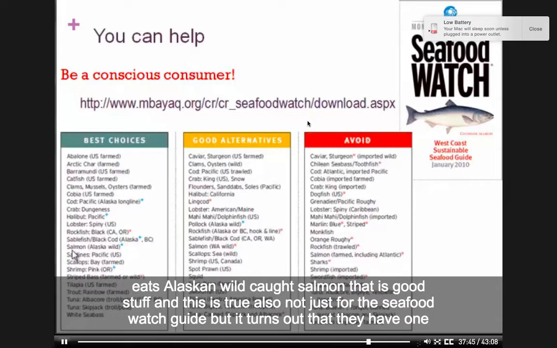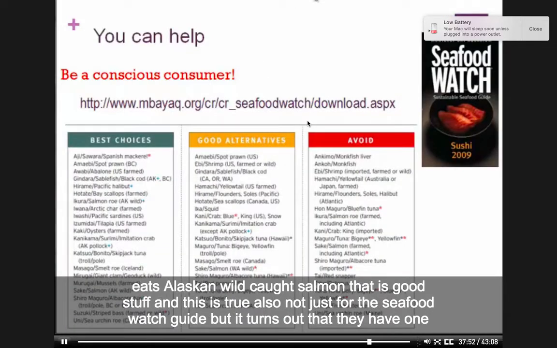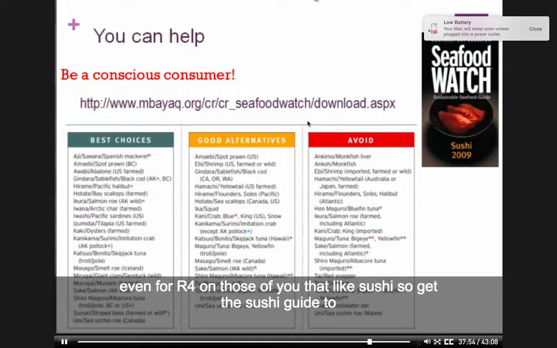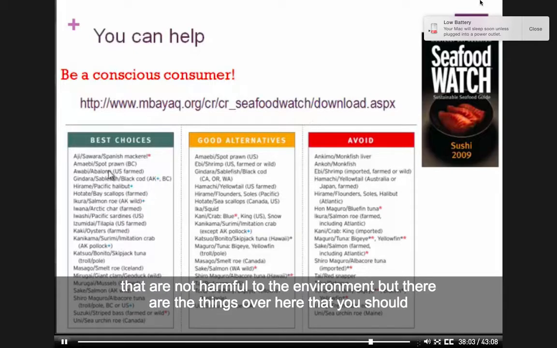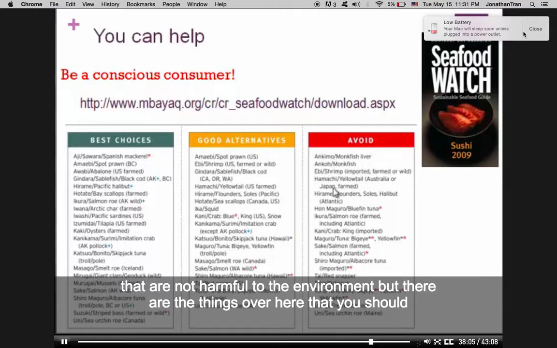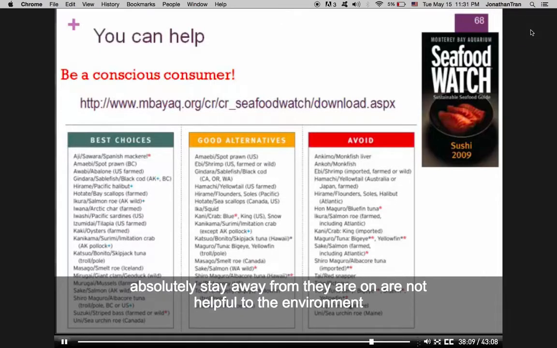That is good stuff. And this is true not just for the Seafood Watch Guide, but it turns out that they have one even for those of you that like sushi. So get the sushi guide too. There are things that you can eat that are not harmful to the environment, but there are the things over here that you should absolutely stay away from. They are not helpful to the environment.